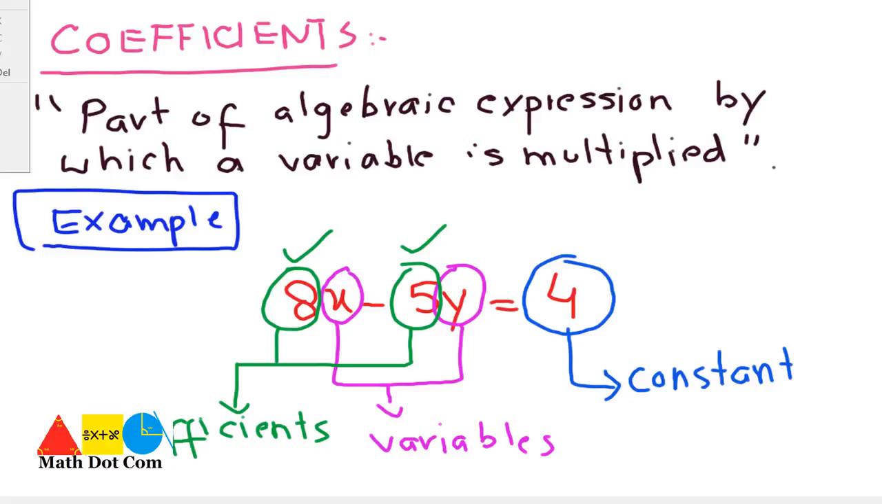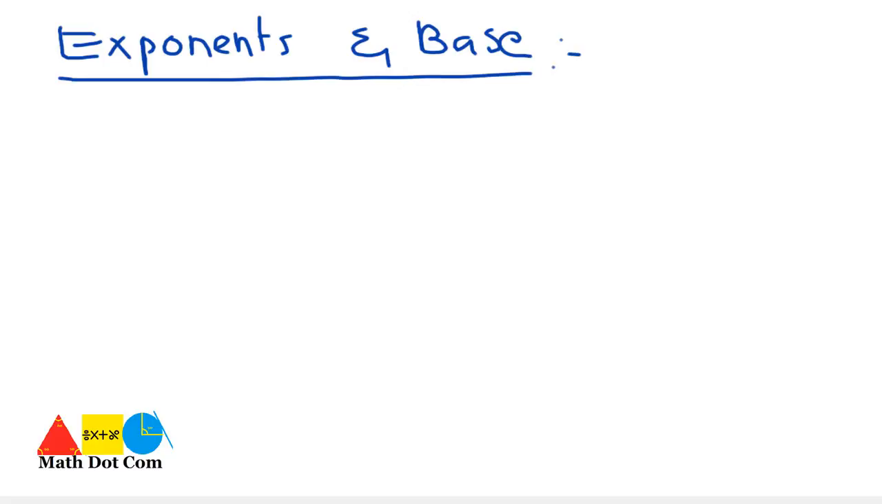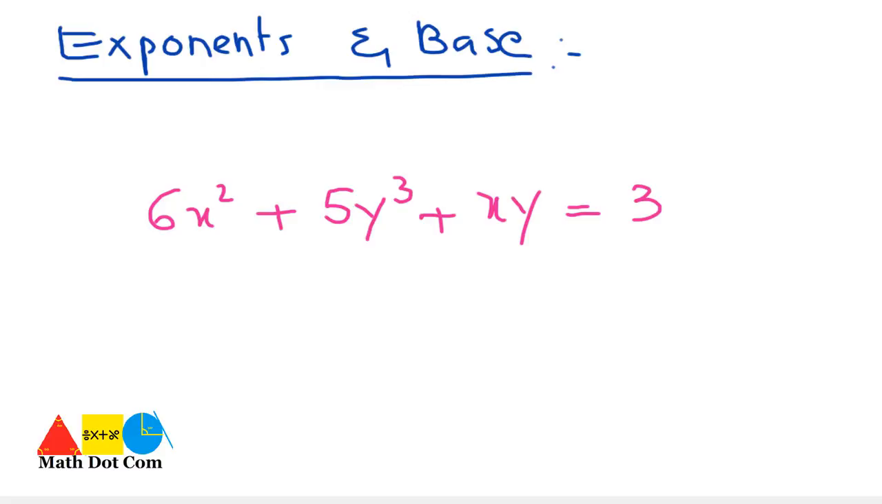Okay. Now, let's see what exponents are. Exponents and base. As they are closely related, we will discuss them together. Let's take an example to get a concept of exponent. We have an expression 6x square plus 5y cube plus xy equals 3. Now we will evaluate one by one how we can represent each of these terms in the expression.